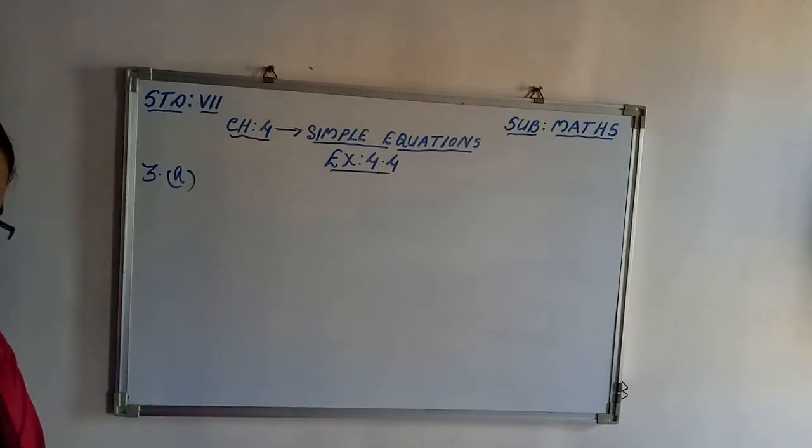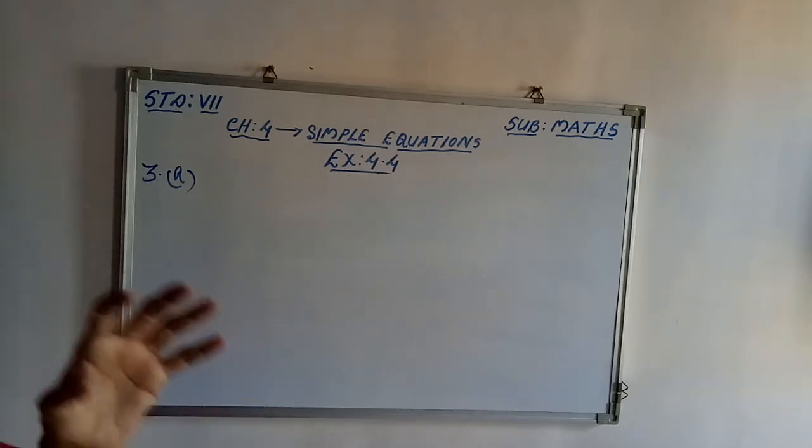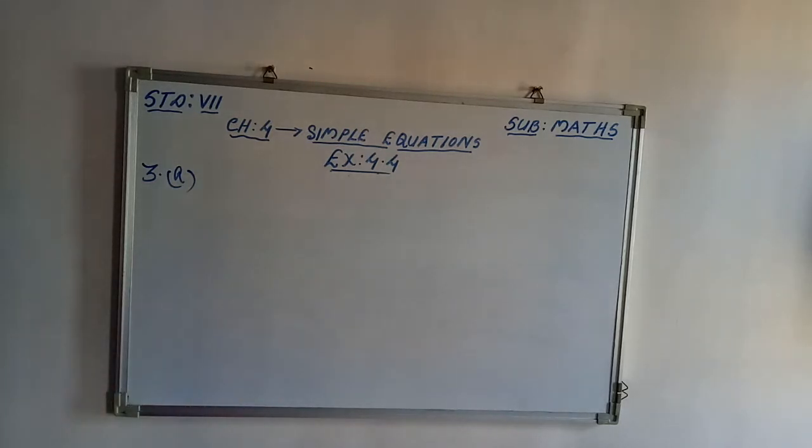Irfan says that he has 7 marbles more than 5 times the marbles Parmeet has. Irfan has 37 marbles. How many marbles does Parmeet have? So listen to the question properly. The marbles with Irfan is given in terms of the marbles with Parmeet. So which one will you assume? We have to assume the number of marbles with Parmeet.